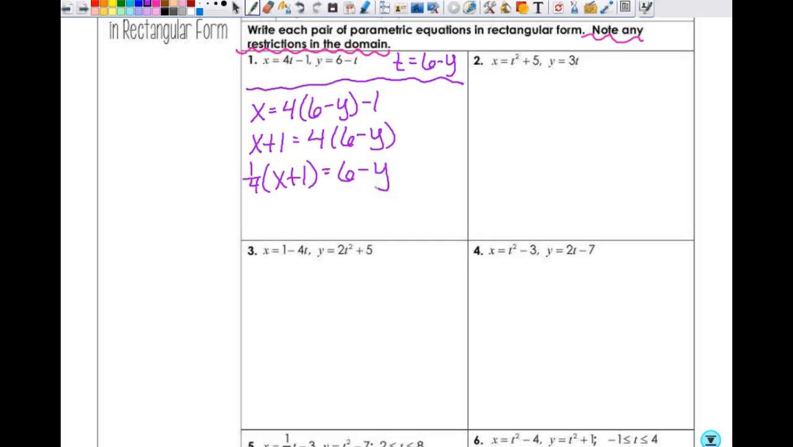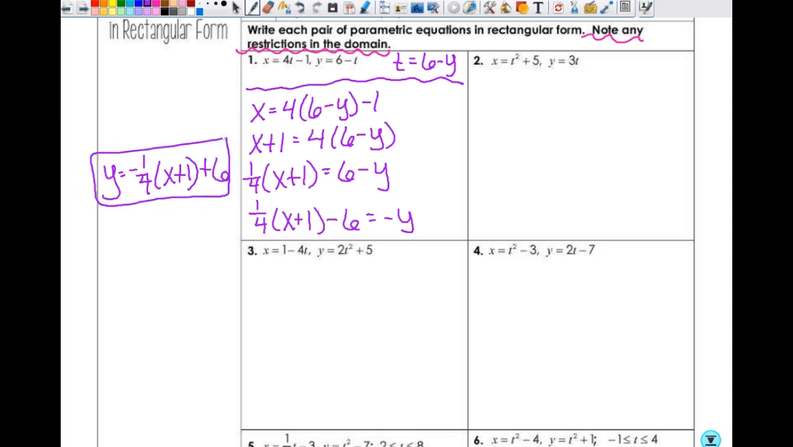So then I'm going to subtract 6 from both sides. So I will get 1/4 times (x plus 1), minus 6 equals negative y. But I don't want negative y, I want positive y. So if I just multiply both sides by negative 1, we get y equals negative 1/4 times (x plus 1) plus 6. That's my answer.